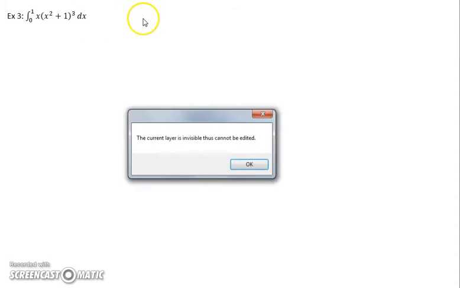So we're looking at the integral from 0 to 1 of x times the quantity x squared plus 1 to the 3rd power. So let's start with our u. Our u is going to be the inside part, so our u is going to be x squared plus 1. Our du is going to be 2x dx.